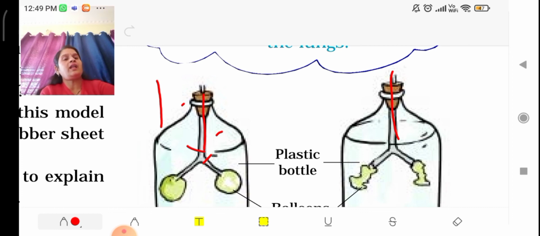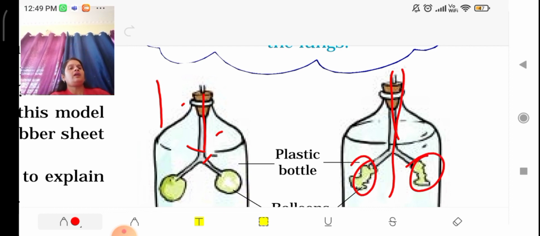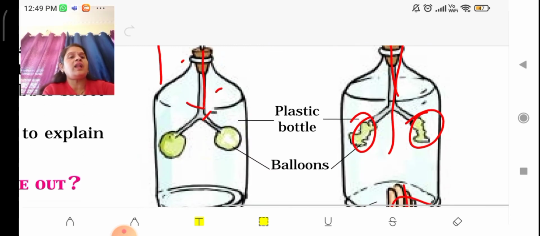Okay, then when we throw out, what happens? Because of the pressure change, this air is thrown out, and these balloons again deflate. They are deflated because air is exhaled out from these balloons. So this is how our lungs work.